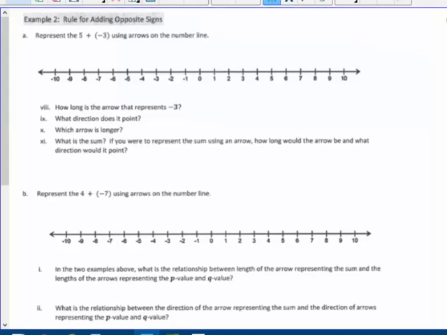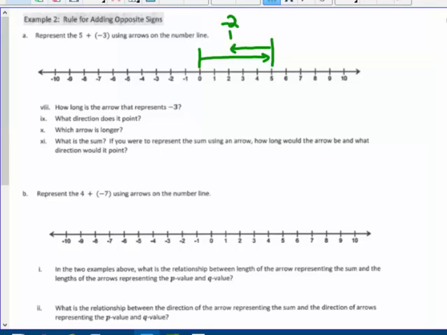Rule for adding opposite signs. So 5 plus -3. I'm going to draw this on the number line, 5 plus -3. Got to go left. 1, 2, 3. And our answer is -2.